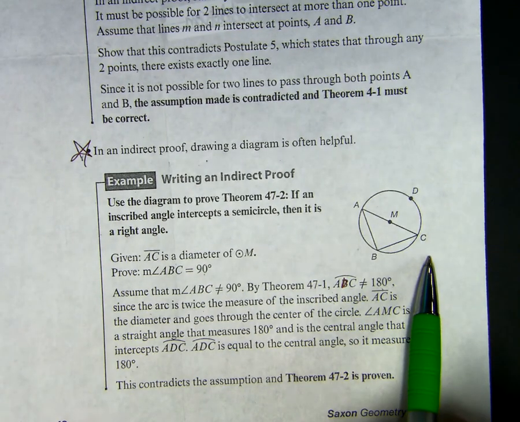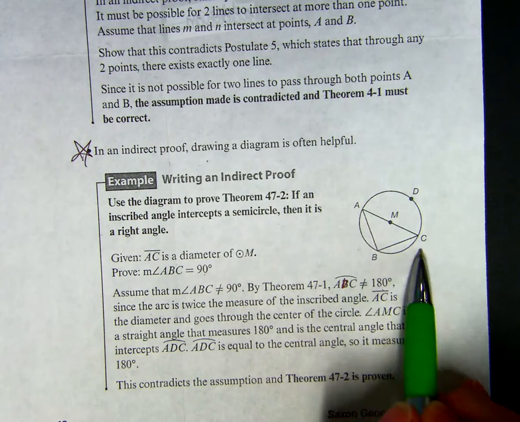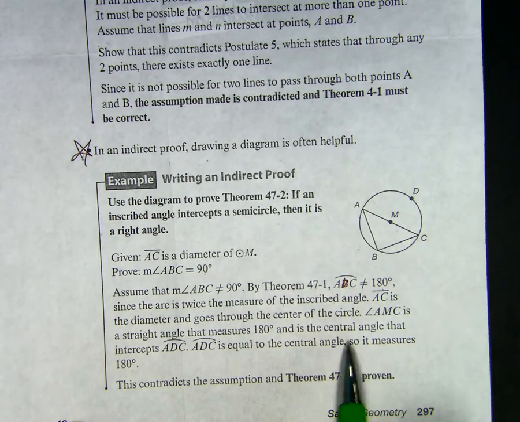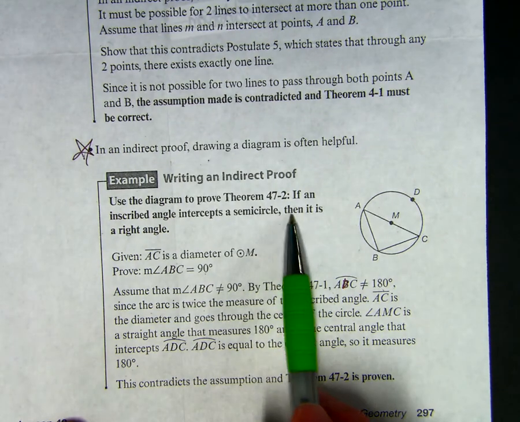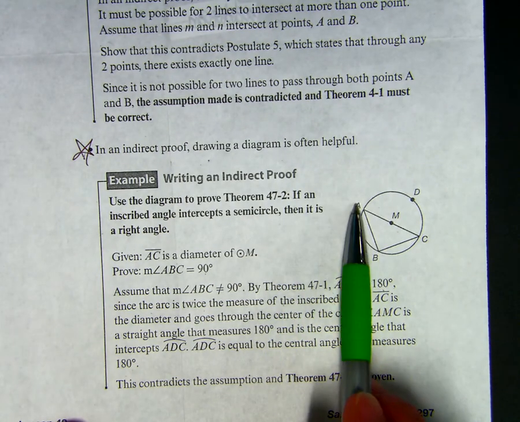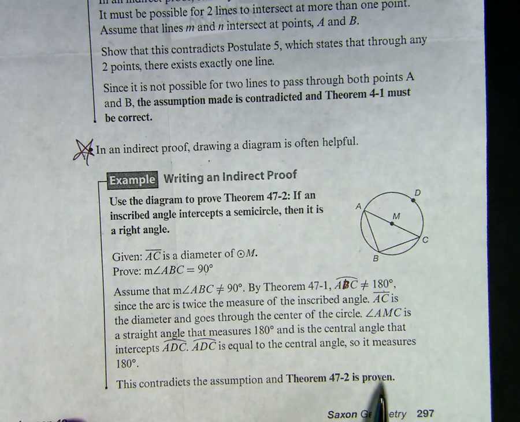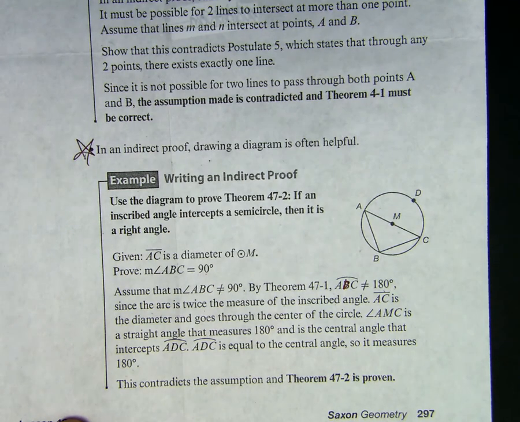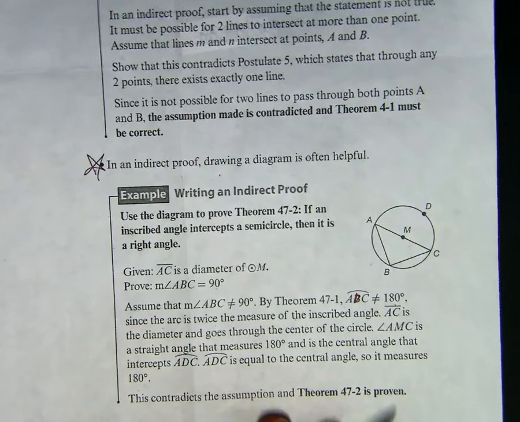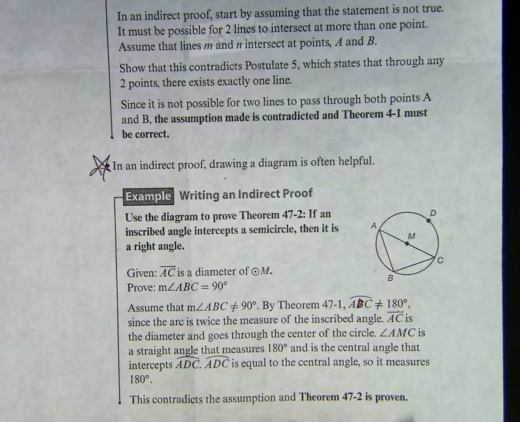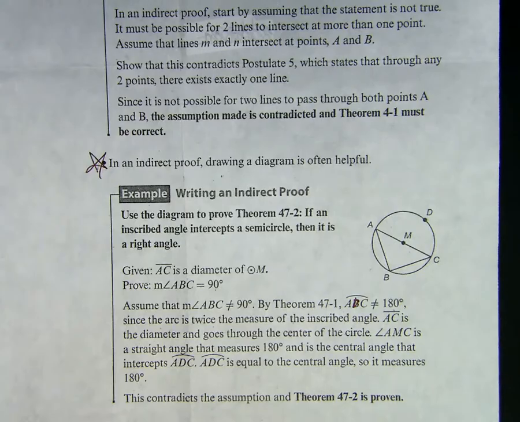You guys remember that from a long time ago? So if this is 180 degrees, the arc is 180 degrees, that just contradicts the assumption, and measure angle ABC is equal to 90 degrees. Okay, so that's the lesson, and we have the practice set on the back of your paper that we'll do.